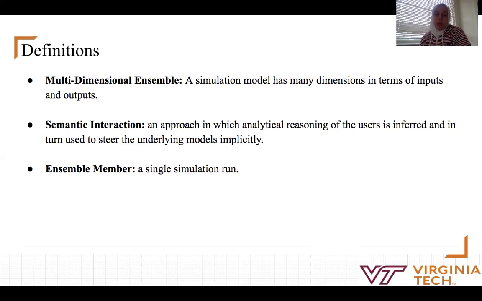What do we mean by this? We mean that semantic interaction is a user interaction technique which enables scientists to directly manipulate ensemble members or objects in a way that maps interaction to models implicitly by capturing scientists' insight and expertise, steering the underlying computational model. In much more detail, the scientists will be able to directly manipulate and interact with different ensemble members without the need to understand the back-end computational model. Ensemble member. Ensemble member is a single simulation run.